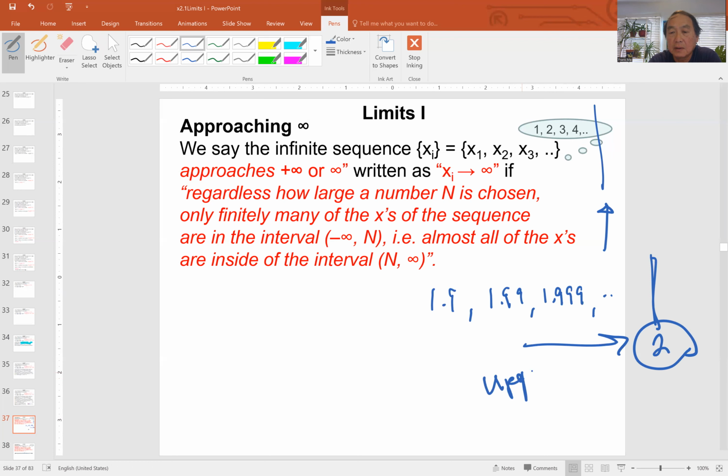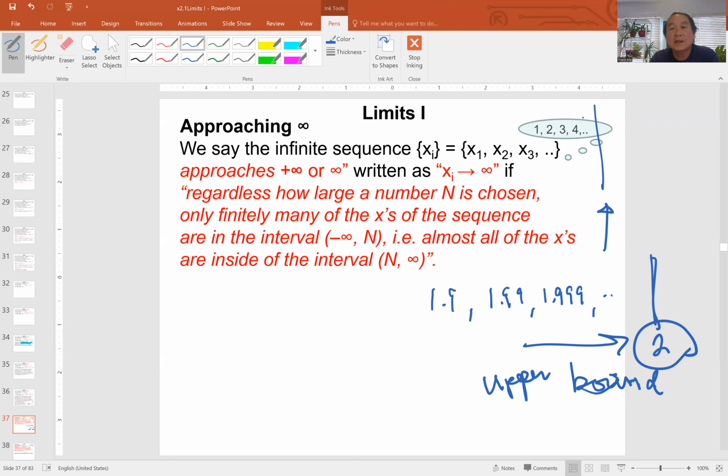Upper bound, a roof, if you like. That's not very good spelling. B-O-U-N-D. Okay, upper bound. But a sequence that goes to infinity doesn't have an upper bound.